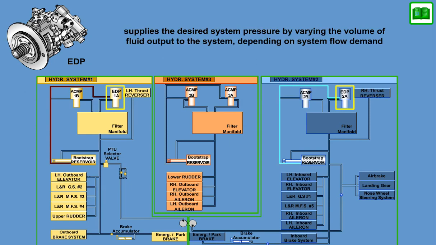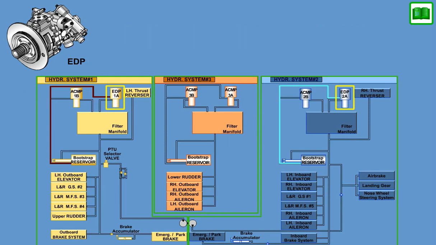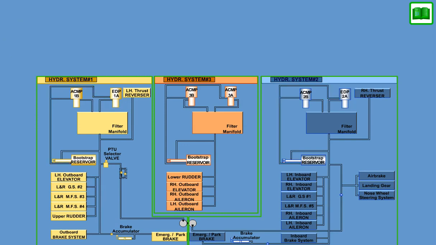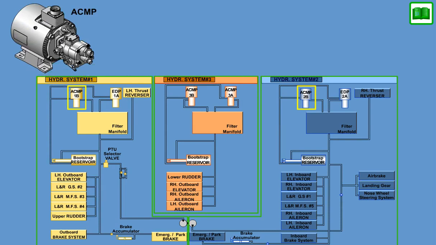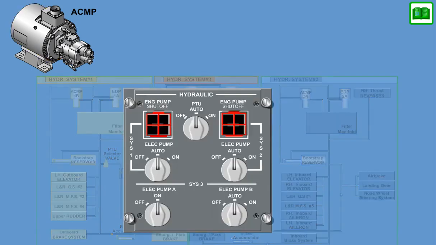demand. The pump produces a rated discharge pressure of 3,000 psig and has a rated output flow of 64.4 liters per minute. The ACMP is also a pressure-compensated type, similar to the EDP, but is driven by an electric AC motor. Pump operation can be automatic or manual, using the respective rotary switch in the cockpit.